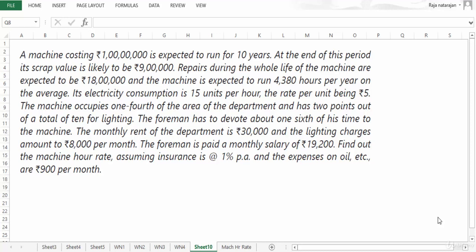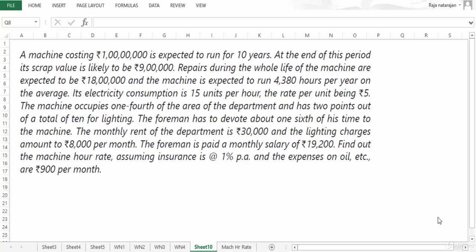Find out the machine hour rate, assuming insurance is 1% per annum and the expenses on oil, etc., are 900 per month. So here we have various costs that are associated. We have to classify them into fixed and variable, total them, then divide by the number of hours so that we can have the machine hour rate.